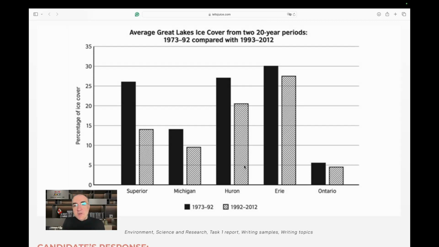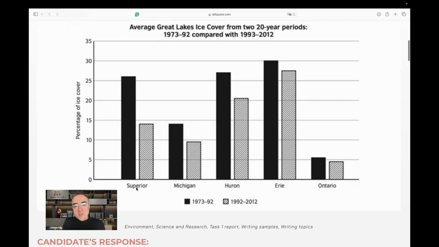The second thing is the amount of change. Ontario went through the least amount of change, while Lake Superior had a dramatic change. That's another significant point.